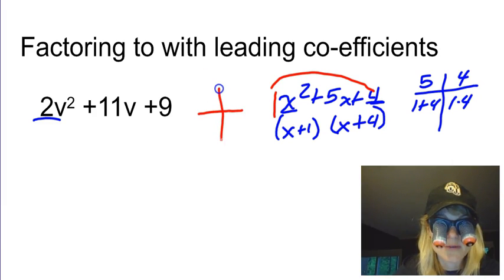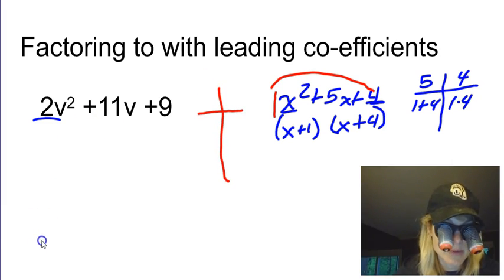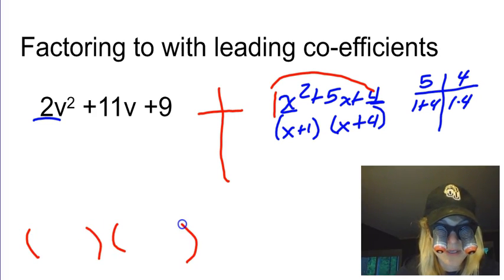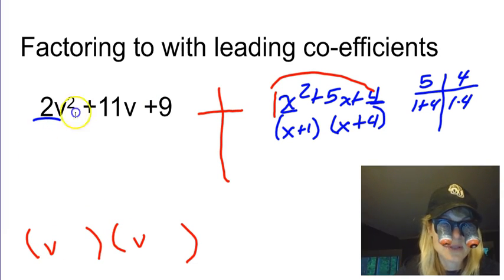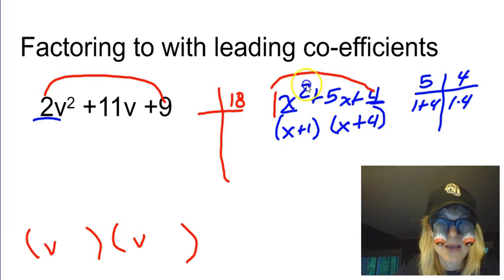So in order to factor this completely, because we know in order to get this first term here, it's v times v, but one of these is going to have to be a 2. Okay? So we have to do this slightly different. So we're going to multiply the 2 by the 9, which gives me 18. And then just like over here, we have to figure out what factors of 18 add to 11.